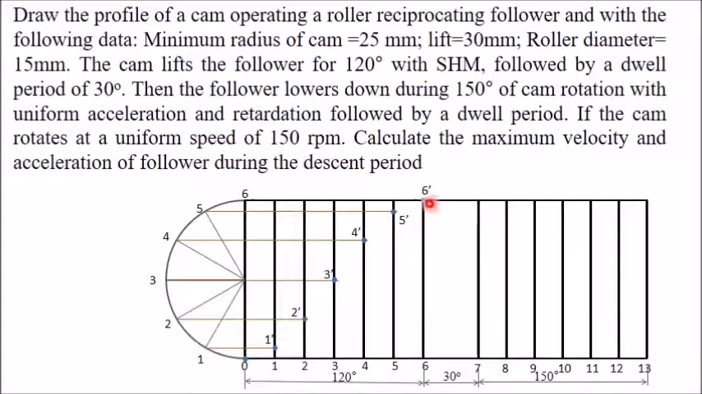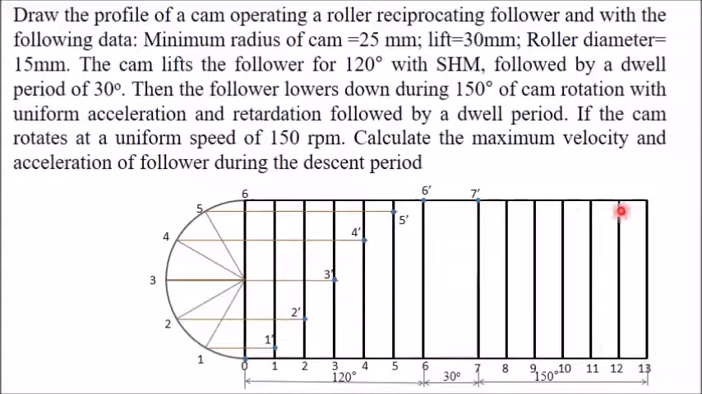Now, at this point, the follower remains at the highest position. It will remain at the highest position from here to here because it is a dwell period. It does not displace. After this, it will come down. So for that, mark that point as 7 dash. Now, for uniform acceleration and retardation, these points are obtained for simple harmonic motion.